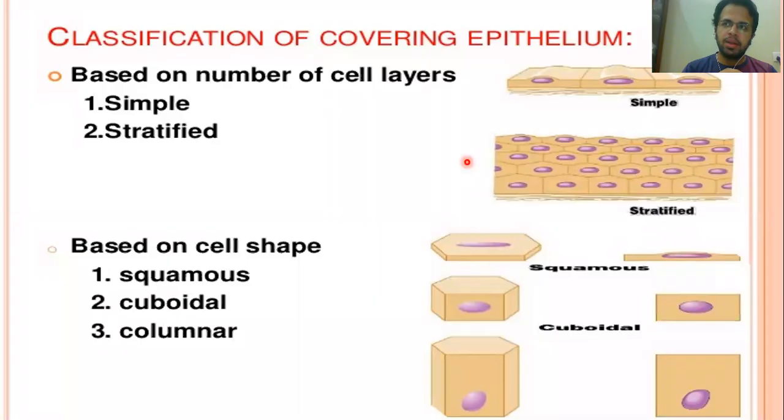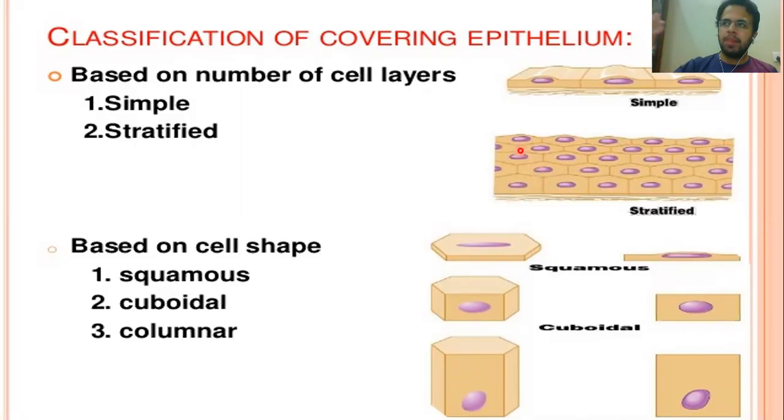Now if the epithelial cells are present as only a single layer, and the single layer is lying on the basement membrane, then we classify that kind of epithelium as a simple epithelium, right? Now if the epithelial cells are present in our body as multiple layers, and only the innermost layer is lying on the basement membrane. If the epithelium has multiple layers, it is not possible that every single layer is lying on the basement membrane. In multiple layers, only the innermost layer is lying on the basement membrane, right?